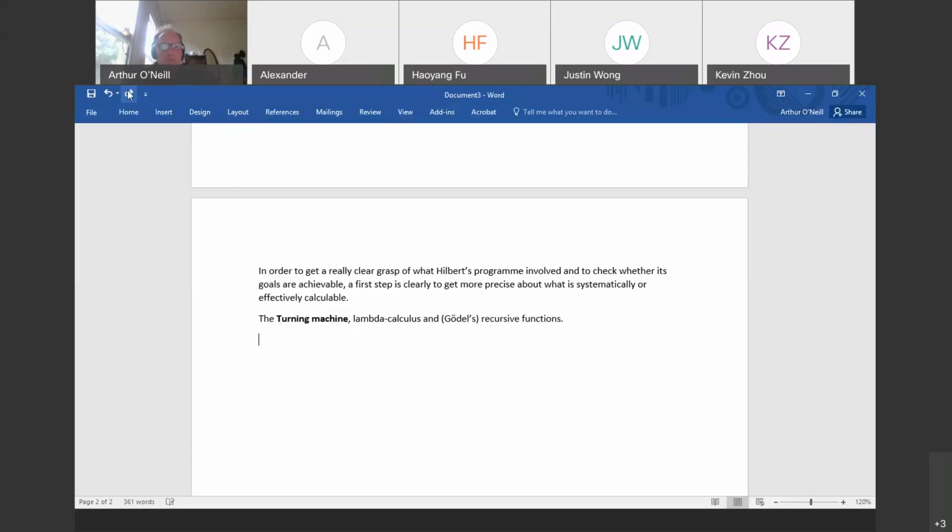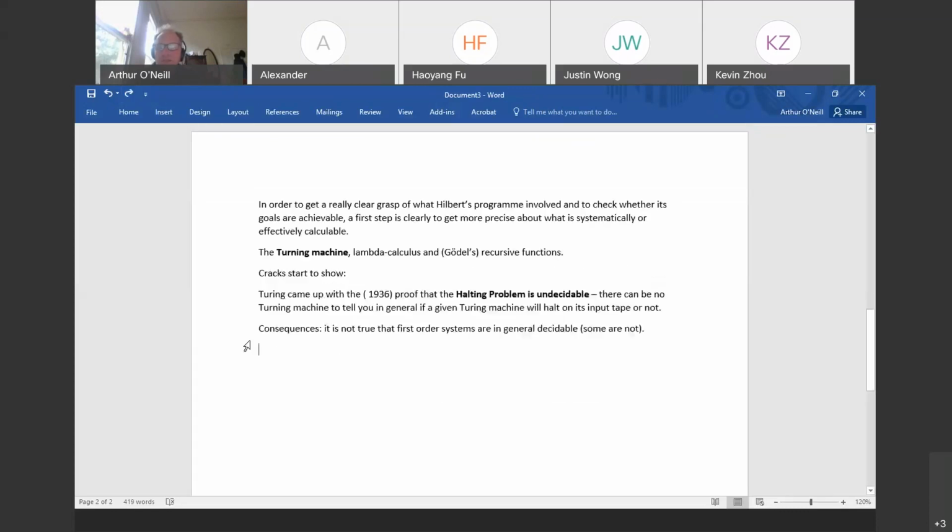Okay. So of course, as soon as they gave it a precise definition so that they could start proving things about it, oh dear, they start proving things that suggest that Hilbert's program is not achievable. So the first thing that came up was the halting problem. Turing defined the Turing machine and then proved that you can't actually have a Turing machine that can check any other Turing machine to see if it will halt on its input tape or not. So what does that mean?